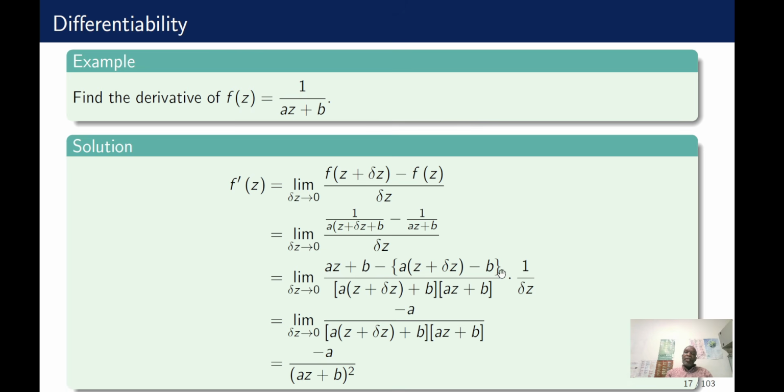If we have that, then you are going to have 1 over delta z as the divisor. Take it separately. Simplify this. You can see az will cancel with az, b will cancel with b. What will remain in the numerator is just minus a, because there will be an a times delta z here, and then you divide by delta z. So in the numerator we have minus a.